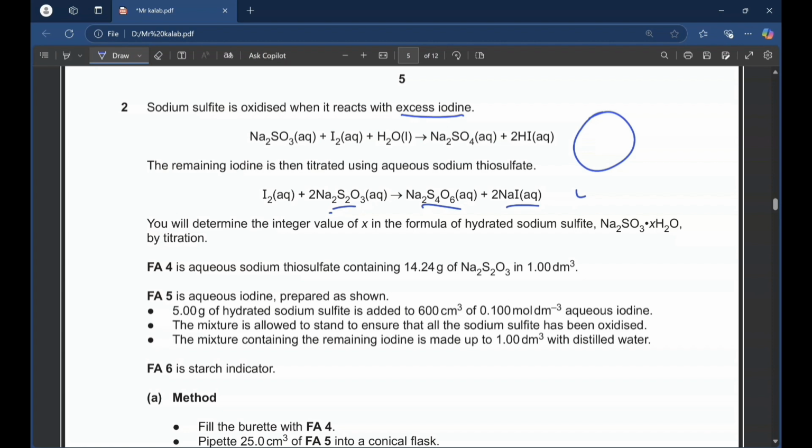So in this experiment, our main goal is to determine the integer value of x in the formula of hydrated sodium sulfite. In this formula, we're expected to determine the value of x. So you remember the practical work. So let's move to the calculations now.